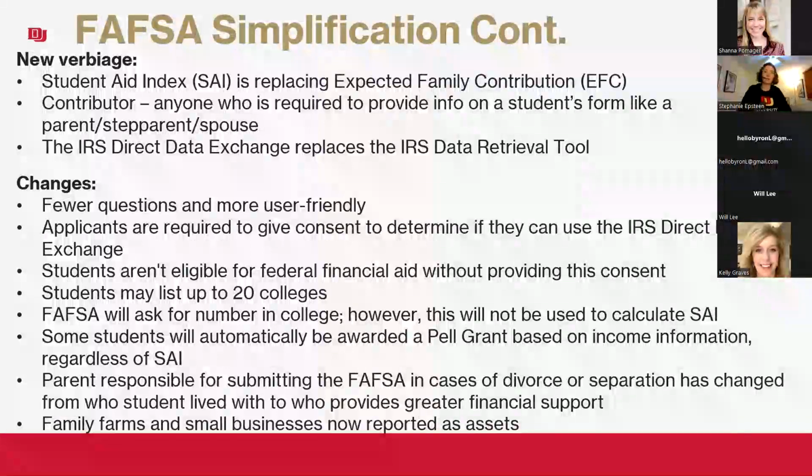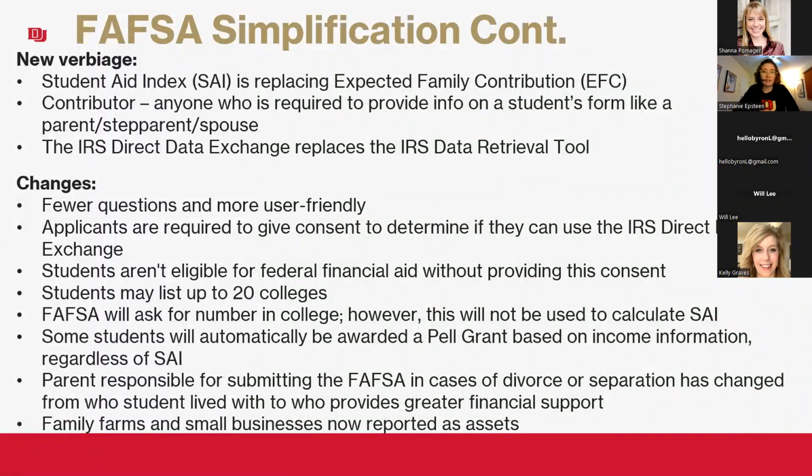Okay, so we were talking before about some new verbiage. That student aid index is replacing expected family contribution. So you'll probably have heard EFC for a long time. It's now the new SAI. Contributor is also another new word. This is anyone who's required to provide information on a student's form. So that can be a parent, a step parent, or a spouse.